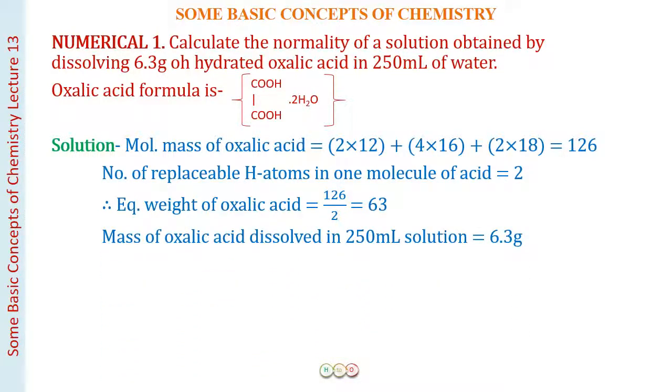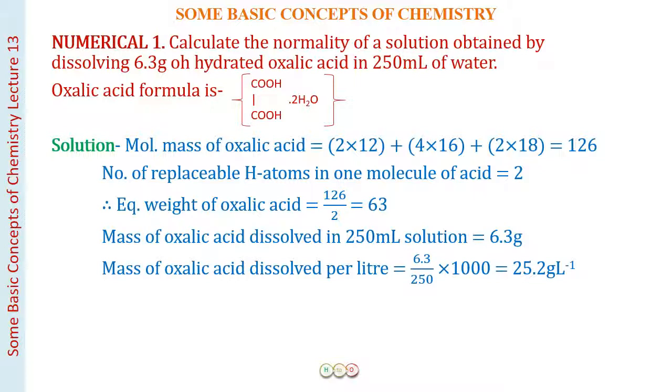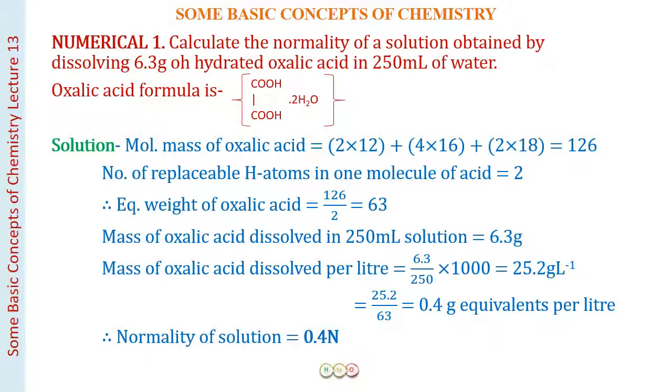And the mass of oxalic acid dissolved in 250 ml solution is 6.3 grams. So per liter of solution, it is going to be 25.2 grams per liter. Then if you divide this by the equivalent mass, you get 0.4 gram equivalents per liter, and this is nothing but the normality. So the normality of the solution is 0.4 normal.